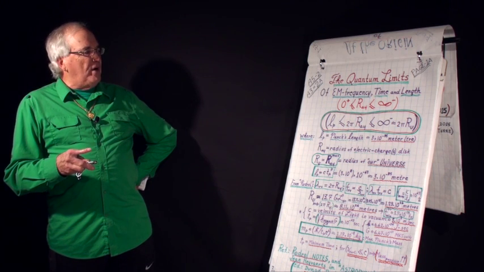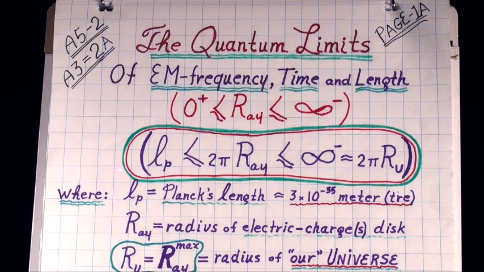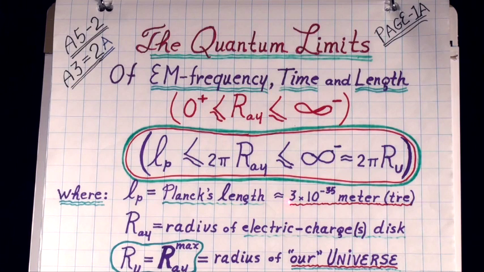wavelength 2 pi r down to what is called the Planck length, which corresponds to the highest possible frequency. The Planck length is 3 times 10 to the minus 35 meter, which results from Einstein's general relativity theory and the Big Bang theory.